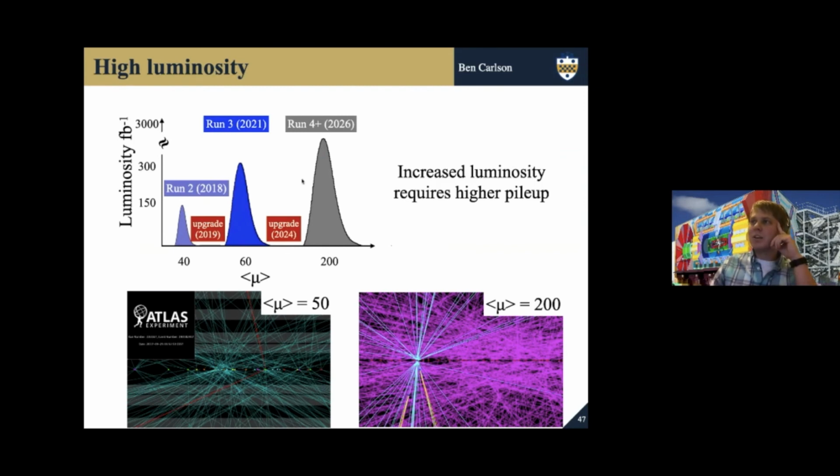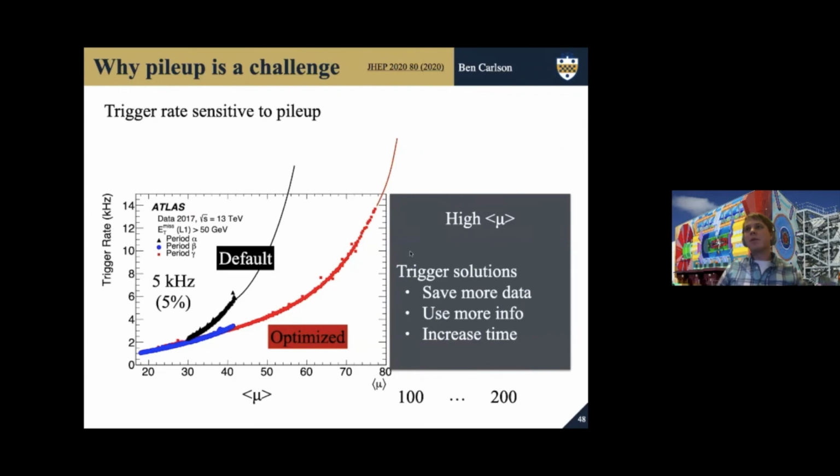And so in order to deal with this, we have to make our detector better. So I'm just going to give one example. This comes from a paper that I published this year. It has to deal with the trigger. So this plot shows the rate of the trigger, which is how many events are coming out of the detector for this trigger. And the target is about here, 5 kilohertz, which is roughly 5% of the events that we can save.